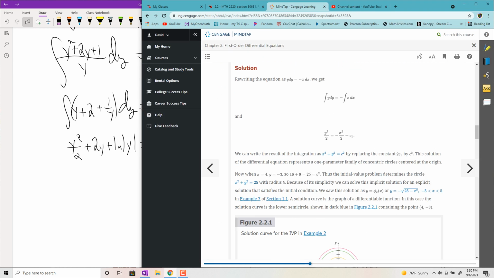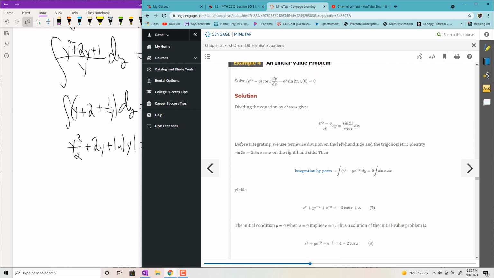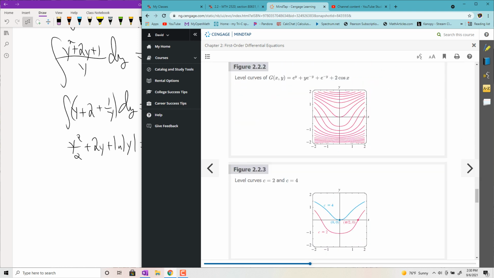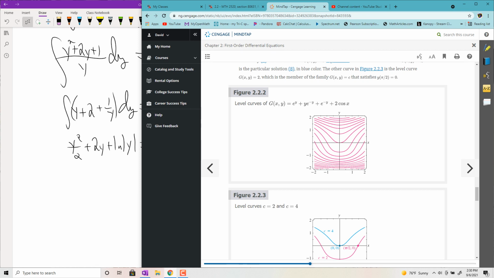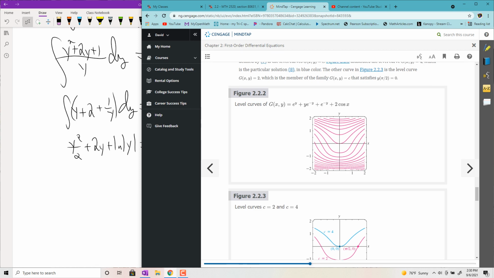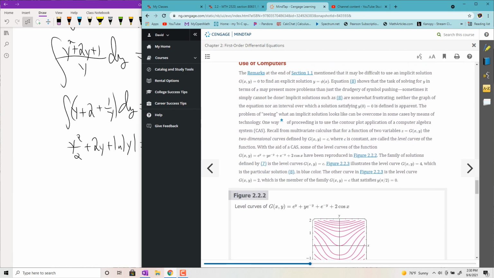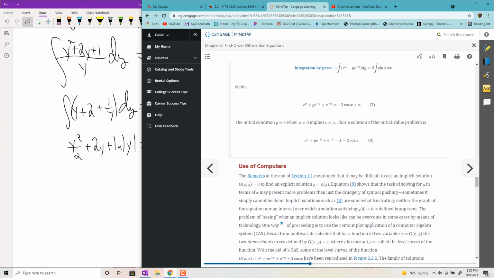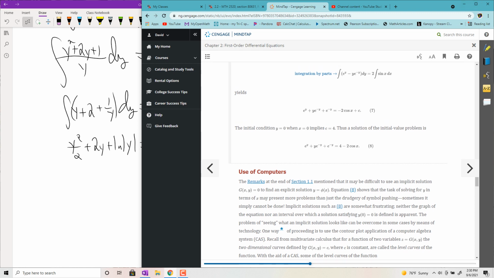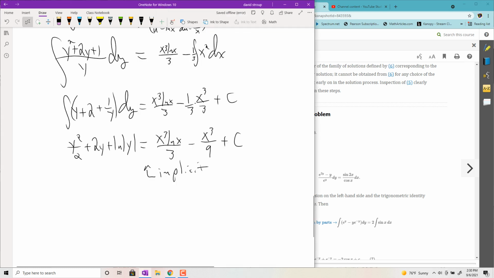Like the book will say, well, you're not going to be able to graph it, and you have to go to the computer, and that's what they're talking about right here: graphing level curves. So what you do is just take your solution and set it equal to the constant, and then let the constant equal whatever you want, and pretty much graph those things, and you get an idea of what it looks like. Okay. All right.